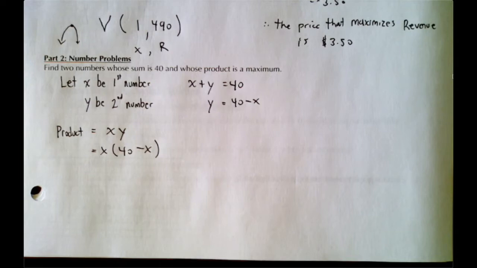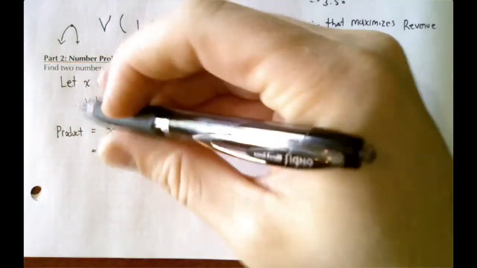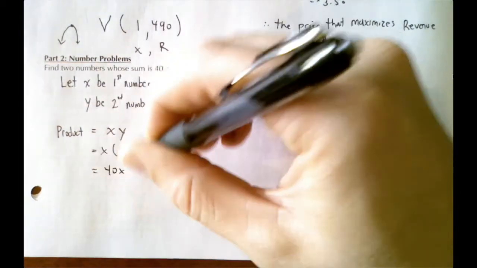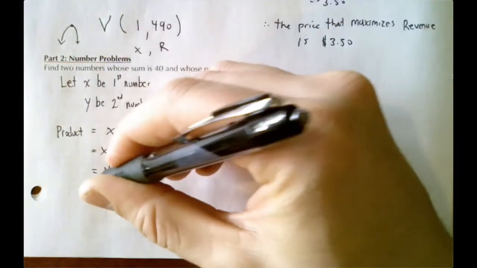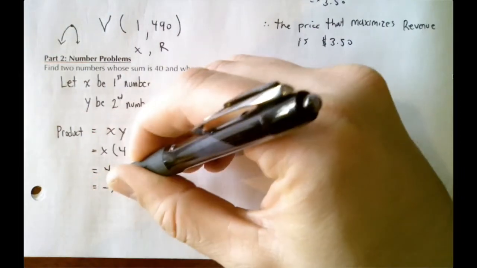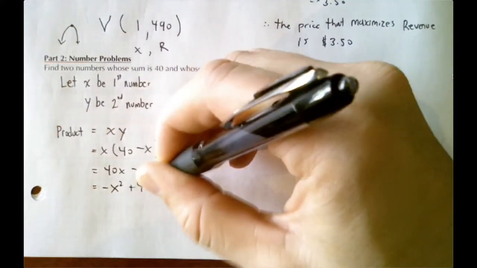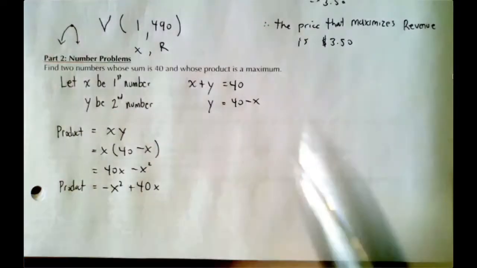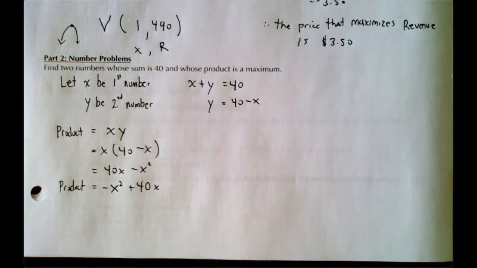So we can do the same as the last example. We can expand and collect like terms. Let's multiply both of these terms by x. We get 40x minus x squared. If I rewrite this, it's minus x squared plus 40x. And there's my standard form. Now we just have to complete the square.